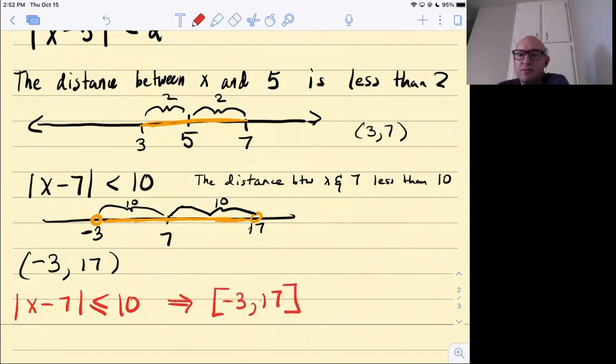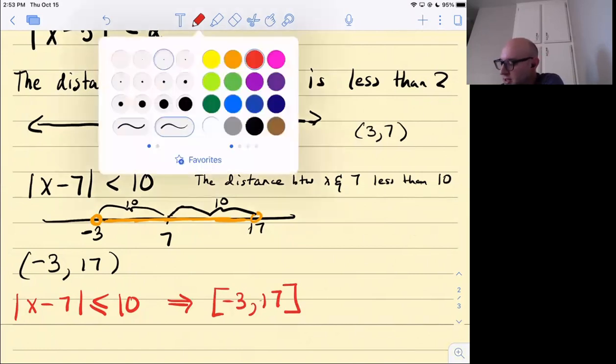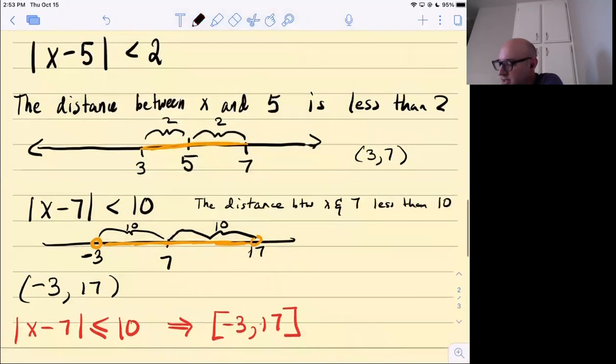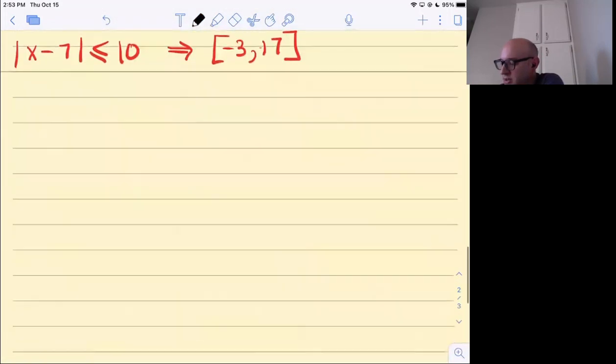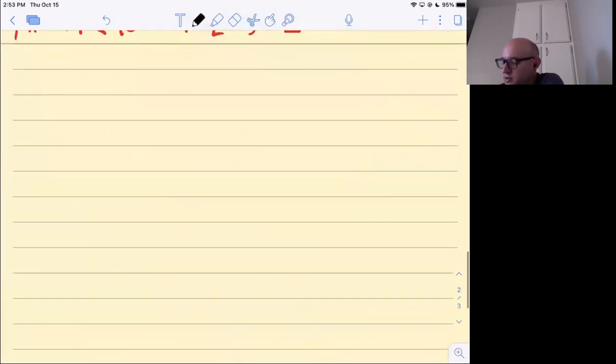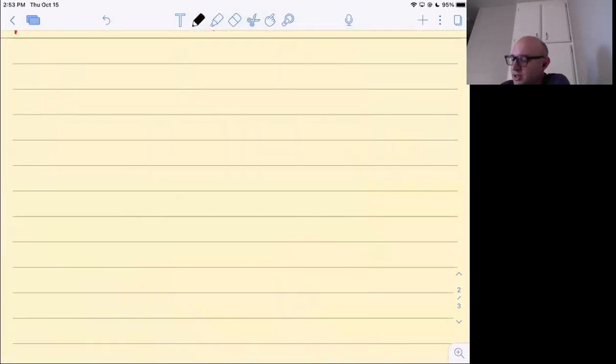Okay, let's do another example. Now, instead of saying less than, I'm going to say greater than. And I'll give you another one. So find the solution set to this inequality and write it in interval notation. The distance is greater than or equal to 5.